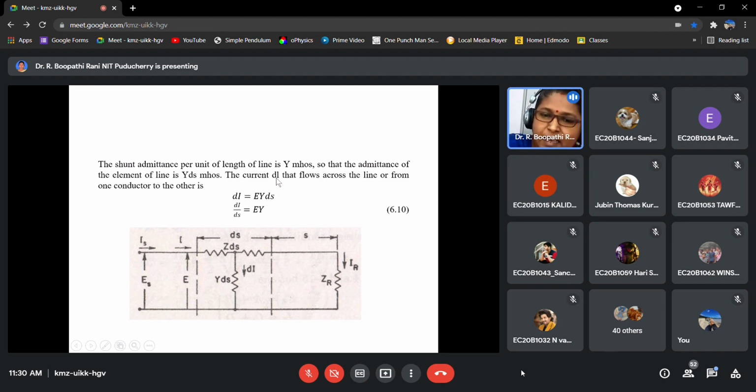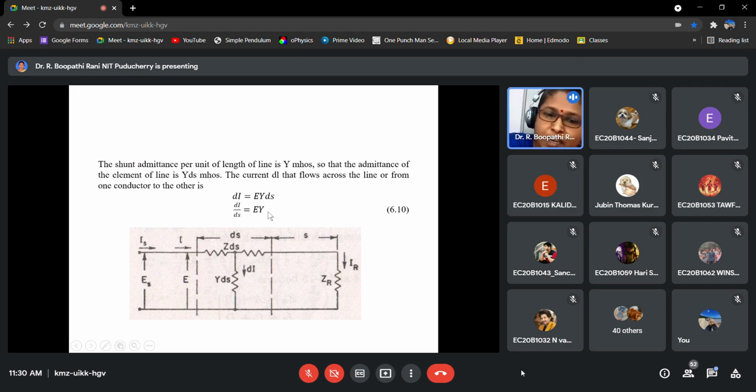The current DI that flows across the line from one conductor to the other conductor can be written as voltage times V by R. Here 1 by R is conductance, so that is YDS. Voltage is E and the conductance is YDS. So DI is written as EYDS. This is rearranged as DI by DS equal to EY. This is another equation we are getting.